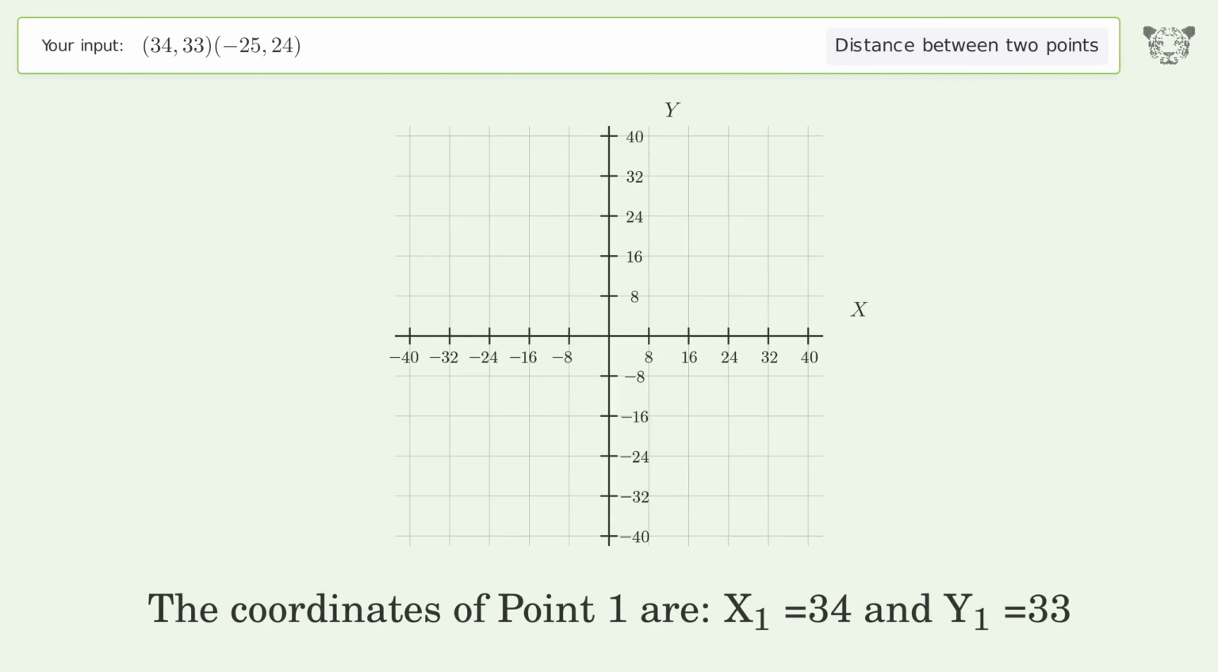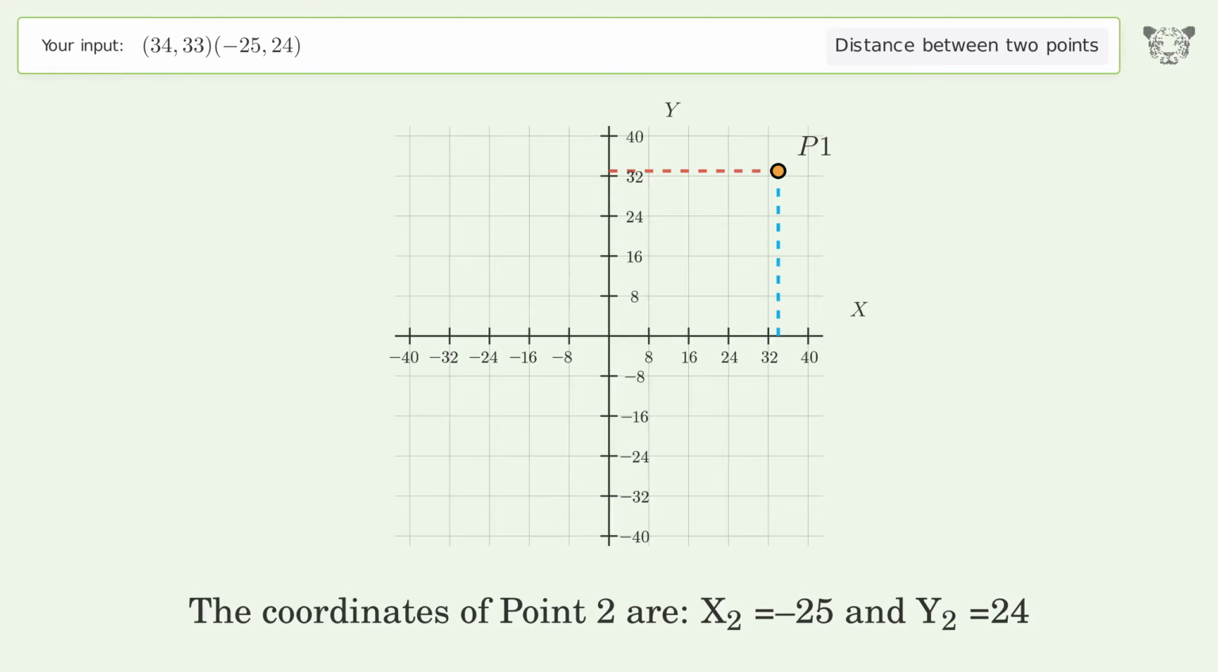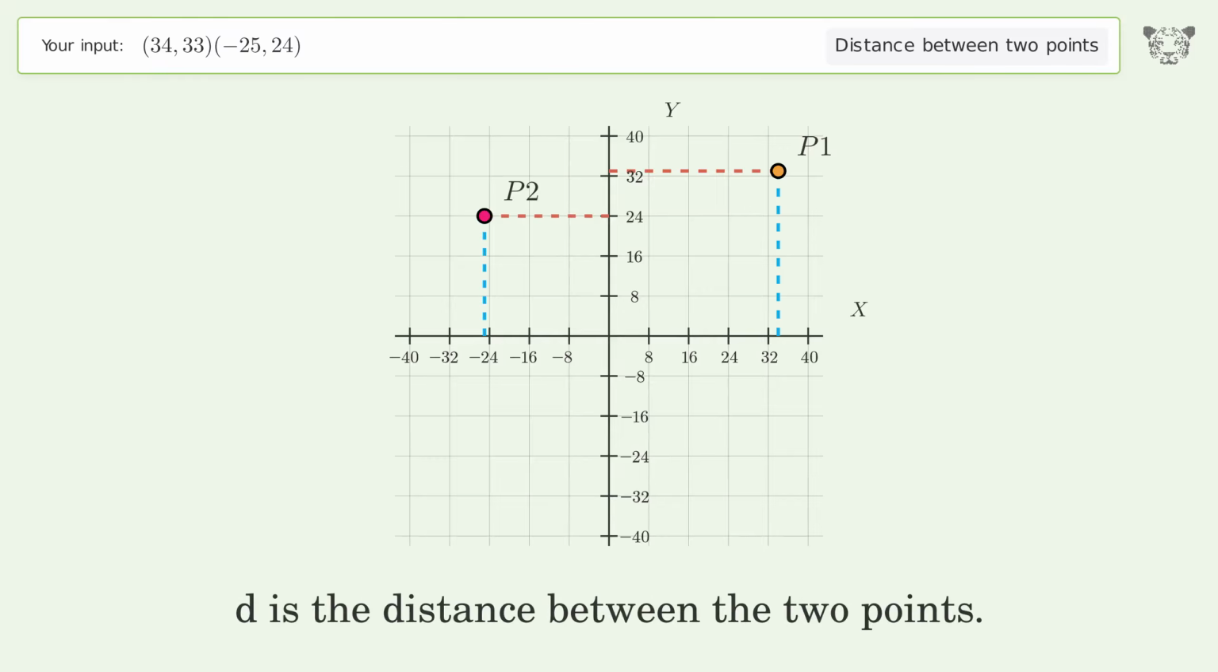The coordinates of point 1 are x1 equals 34 and y1 equals 33. The coordinates of point 2 are x2 equals negative 25 and y2 equals 24. D is the distance between the 2 points.